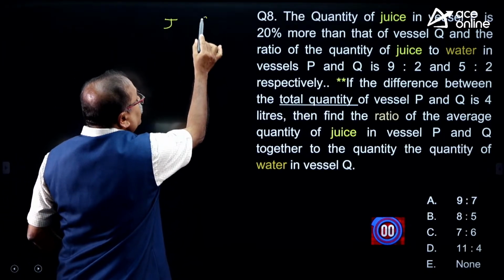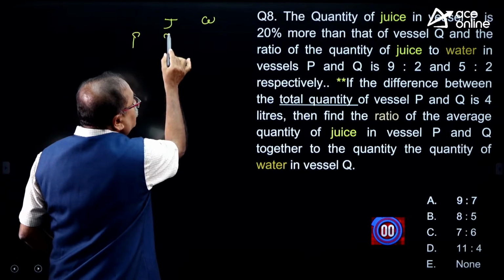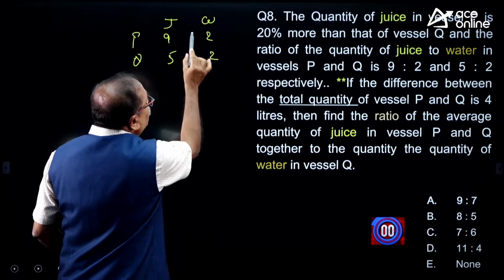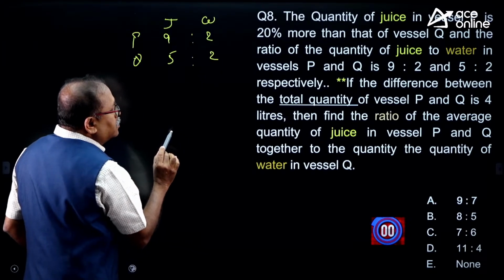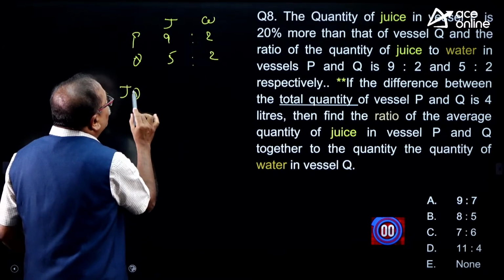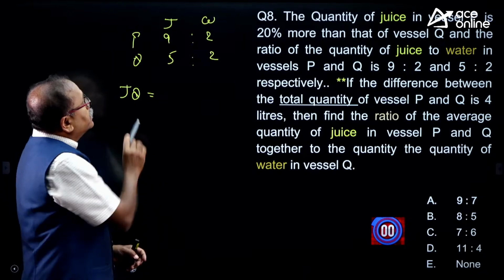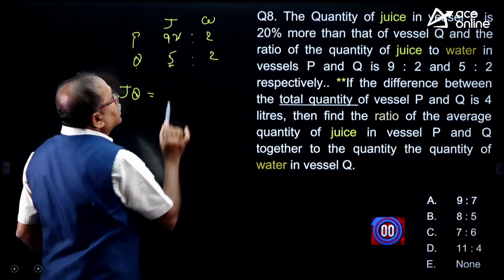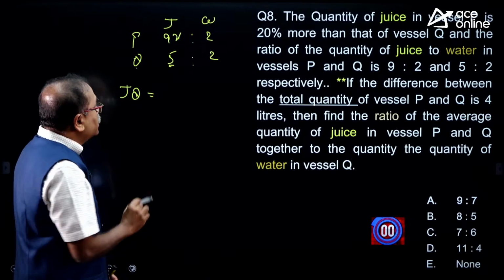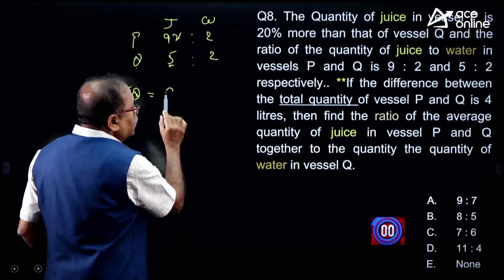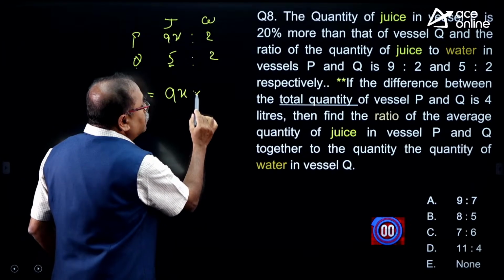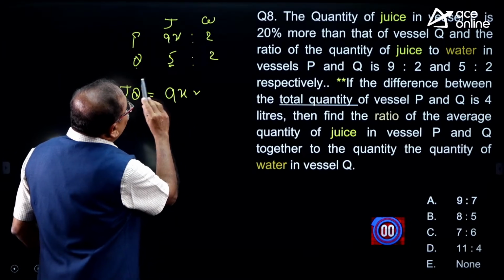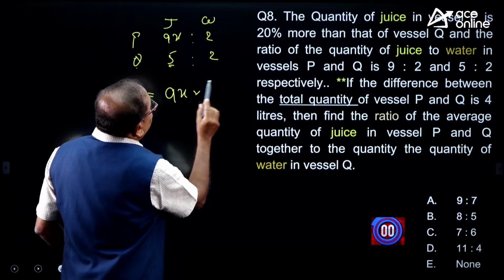This is juice and water, and P is 9 and 2. And Q is 5 and 2, 5 is to 2. And we know that juice of Q will be how much then? Juice of Q. This is Q and this is juice. Let's consider that this is x, so I will consider the juice of Q will be 9x into how many times over here? That is 5 by 6.